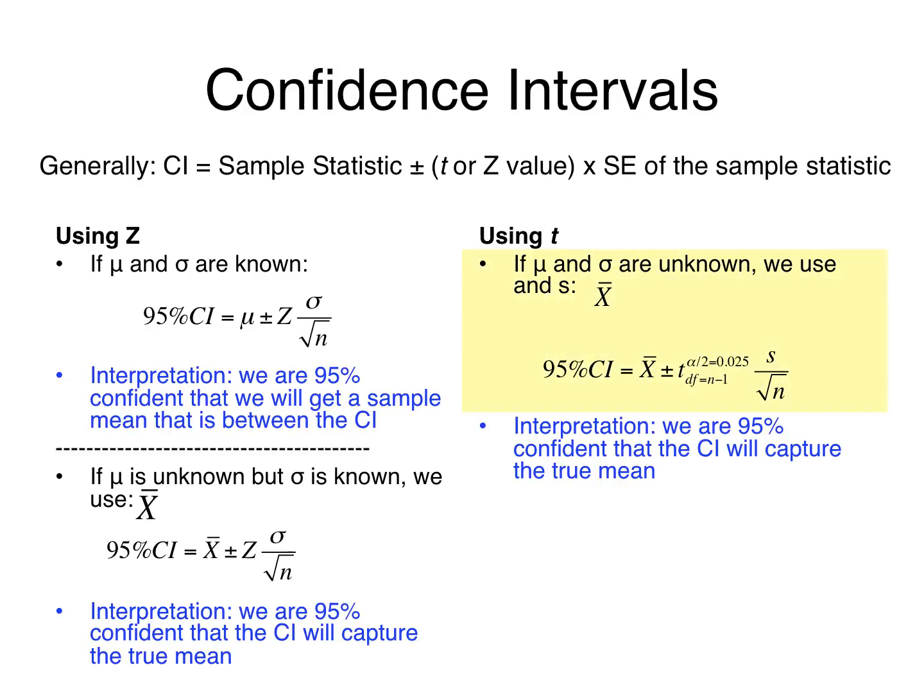When both the true mean and the true standard deviation are unknown, which is most often the case, we use the sample mean and the sample standard deviation and a t value rather than a z value in our confidence interval calculations. And the interpretation is we are 95% confident that the confidence interval will capture the true mean.